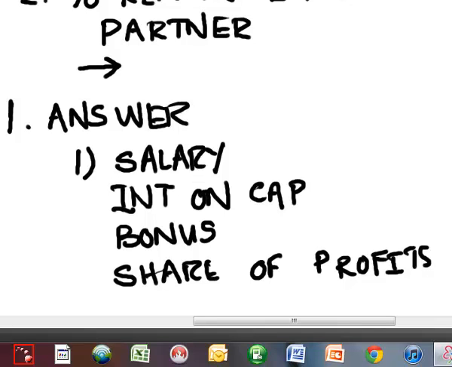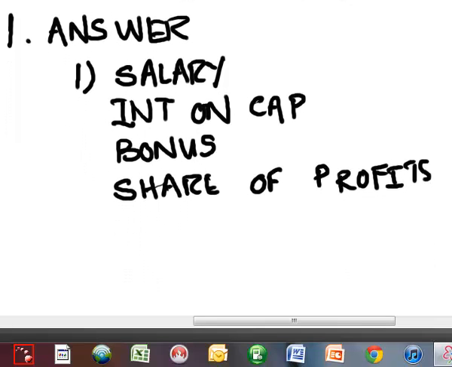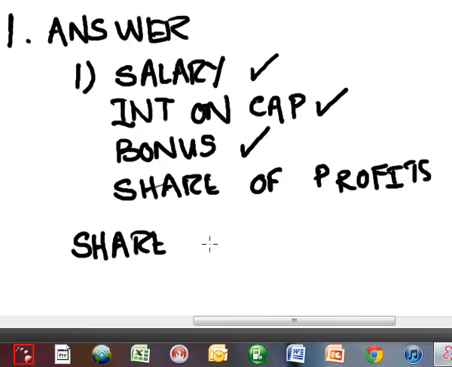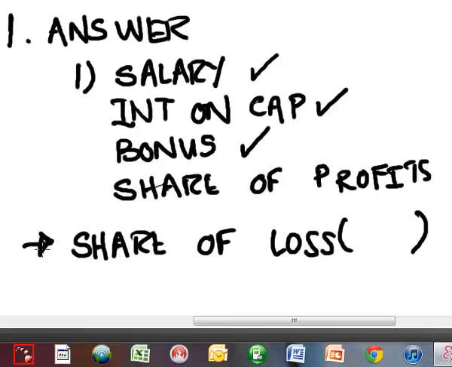However, it is important to note that if the partnership had incurred a loss, then you would again add your salary, your interest on capital and your bonus, so you would have those three components, but now you would bring in the share of the loss, and this would be subtracted from the other components. So please keep this in mind, that you may have a situation where a business or a partnership incurs a loss.